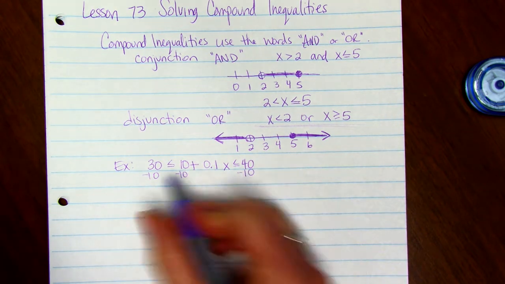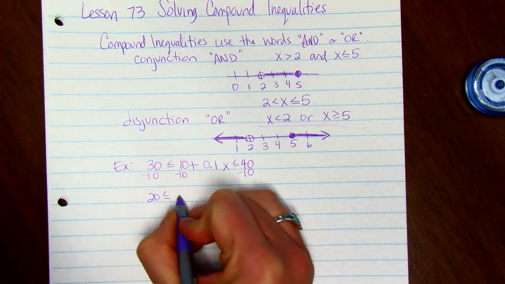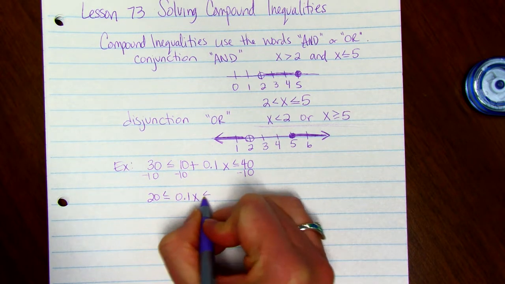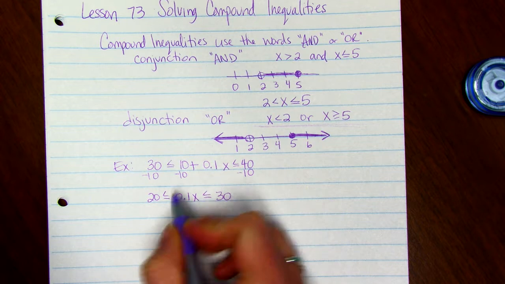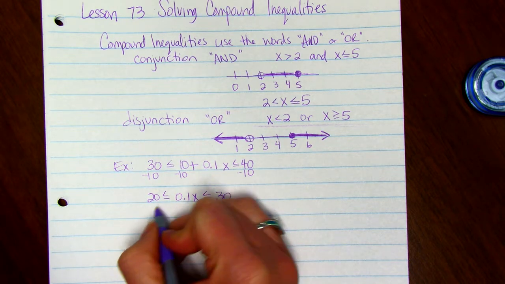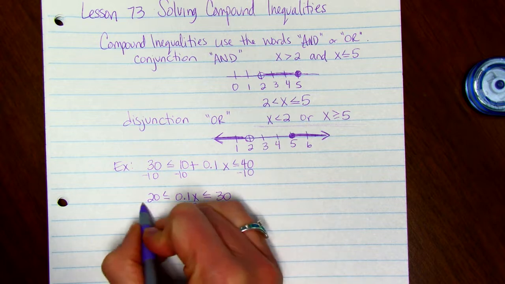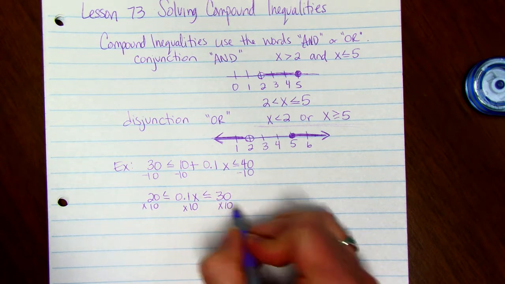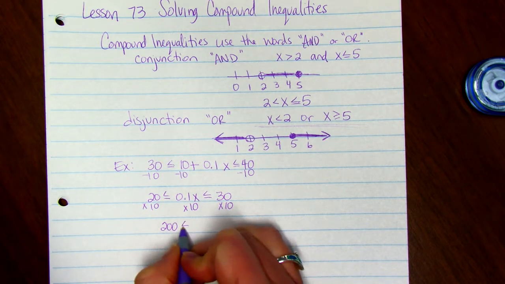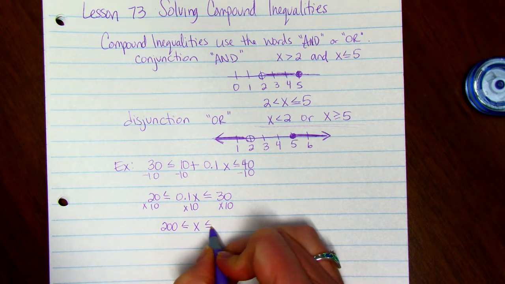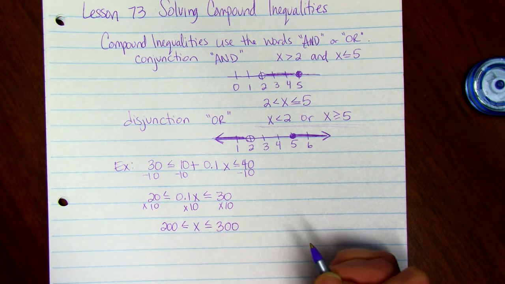We're going to subtract 10 and get 20 is less than or equal to 0.1x is less than or equal to 30. Then, because this is 1/10, we're going to times everything by 10. So if we times this by 10, we're going to get 1x. So we have 200 is less than or equal to x and less than or equal to 300.